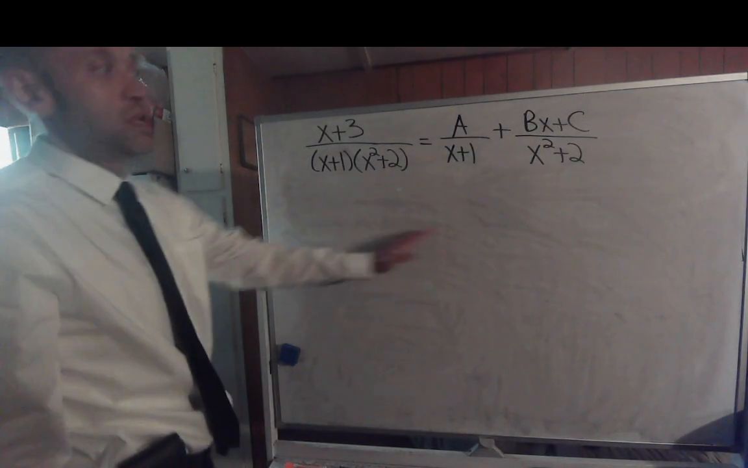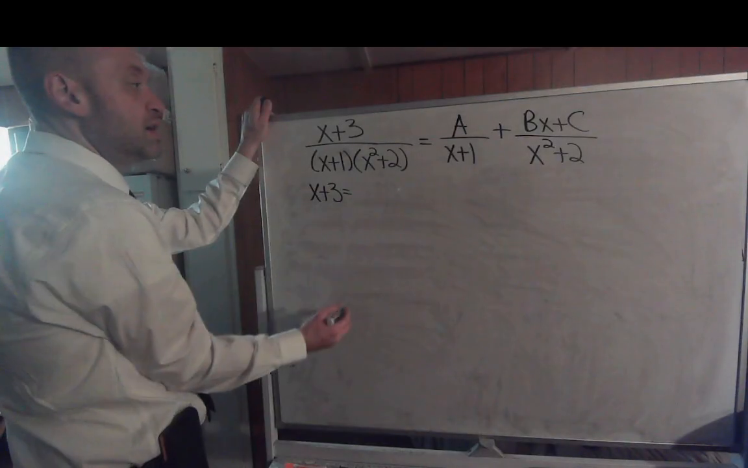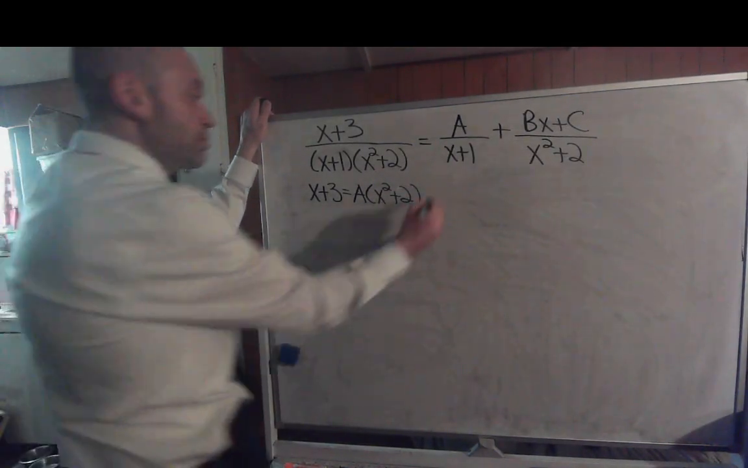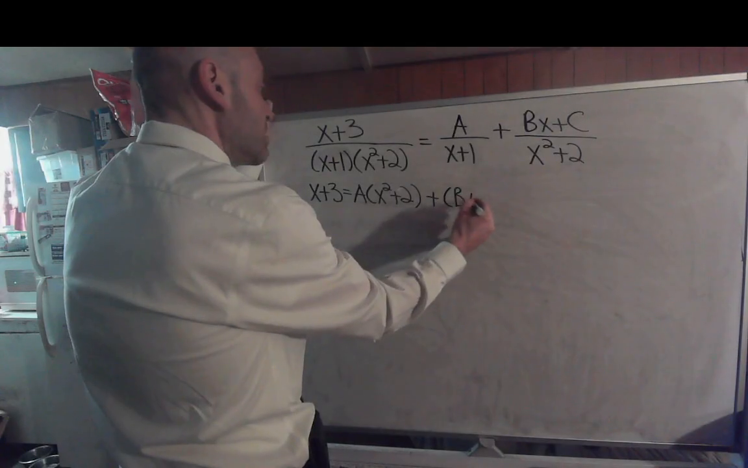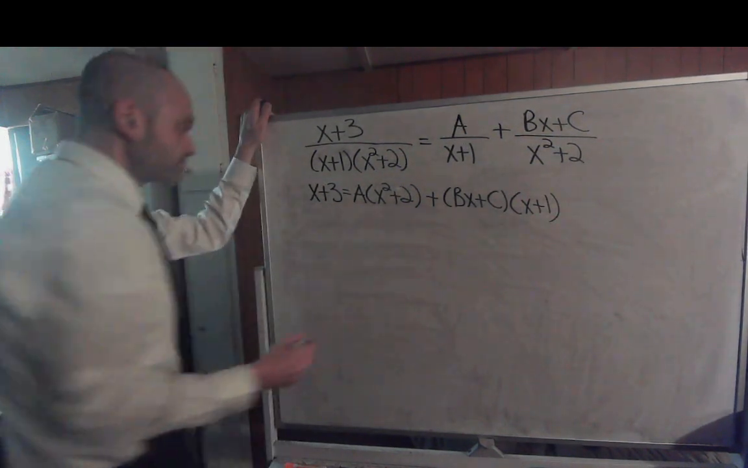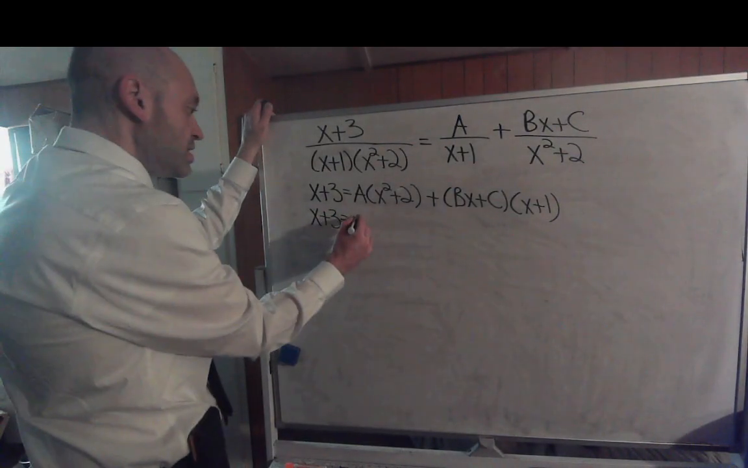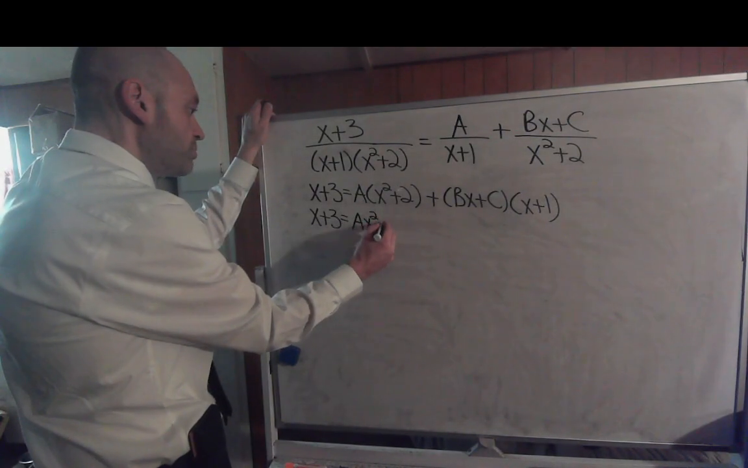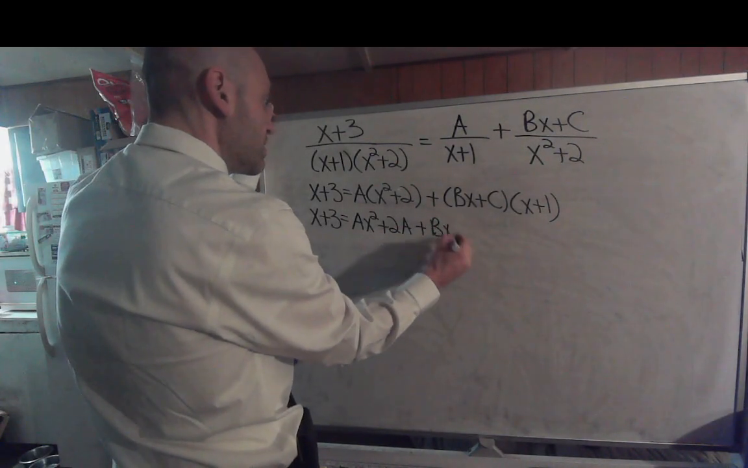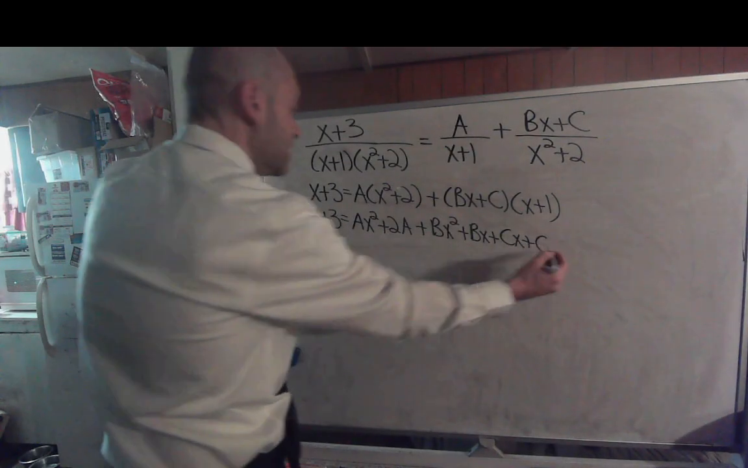Okay, now you just multiply both sides by the common denominator, so you'll end up getting x plus 3 would equal A times x squared plus 2, plus the quantity of Bx plus C times x plus 1. So let's go ahead and expand out our right-hand side. So x plus 3 would equal Ax squared plus 2A plus Bx squared plus Bx plus Cx plus C.